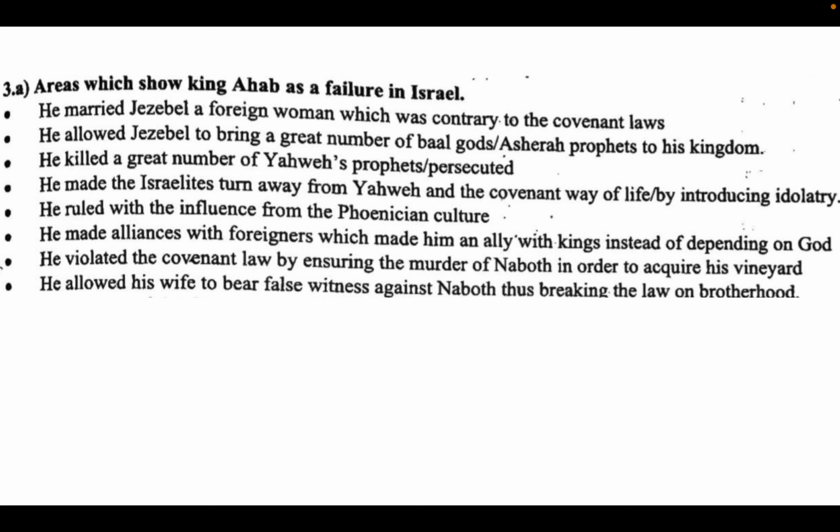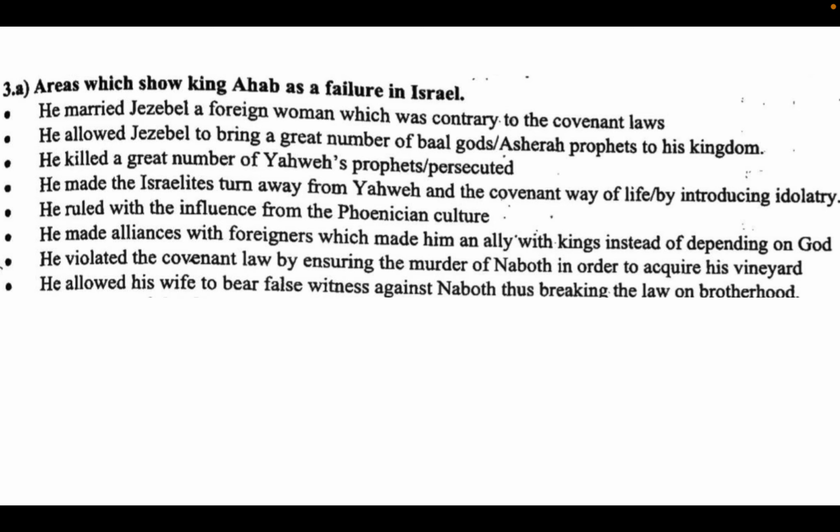Question 3a. Areas which show King Ahab as a failure in Israel: he married Jezebel, a foreign woman, which was contrary to the covenant laws. He allowed Jezebel to bring a great number of Baal gods to his kingdom. He killed a great number of Yahweh's prophets. He made the Israelites turn away from Yahweh and the covenant way of life.